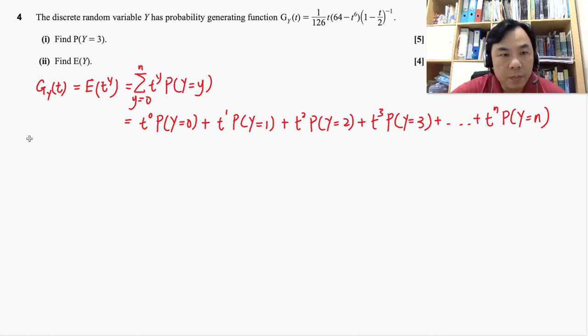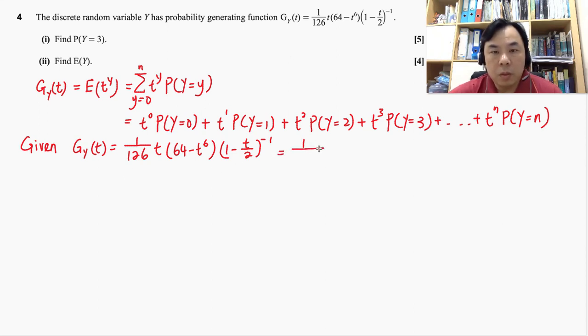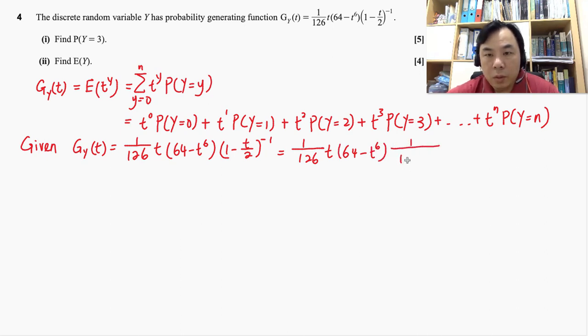So we are given G(t) is 1 over 126, negative 1. All right, now that's how it looks like. Now, of course, we may like to restructure this properly. This can be written as, okay, if you like, you can actually write it down as 1 over 126t. Nothing much we can deal with this. And then this one is actually 1 over 1 minus t over 2. Okay, now that's how it looks like.